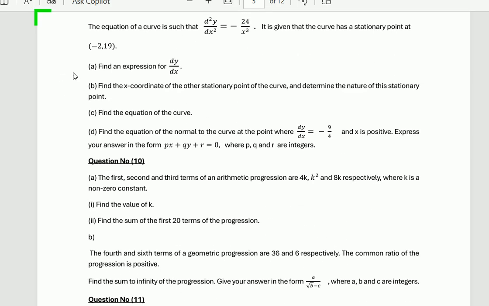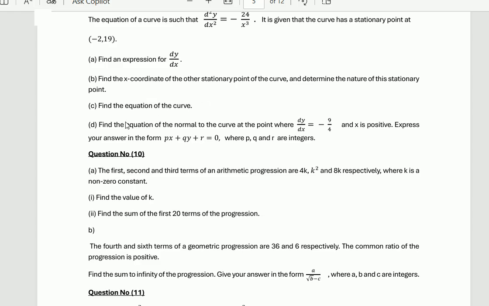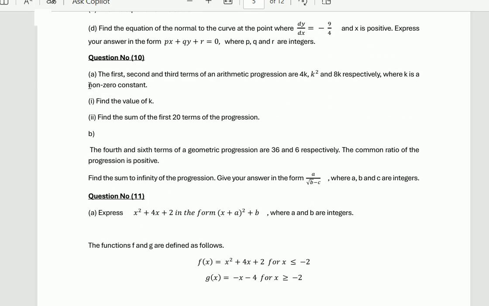For part B, find the x coordinate of the stationary point of the curve and determine the nature of this point. Part C, find the equation of the normal to the curve at the point where dy over dx equals minus 9 over 4 and x is positive. Express your answer in the form px plus qy plus r equals 0, where p, q, r are integers.